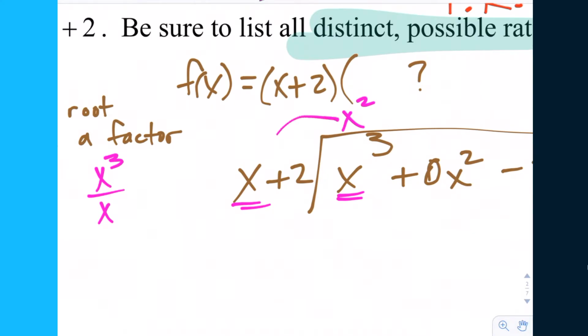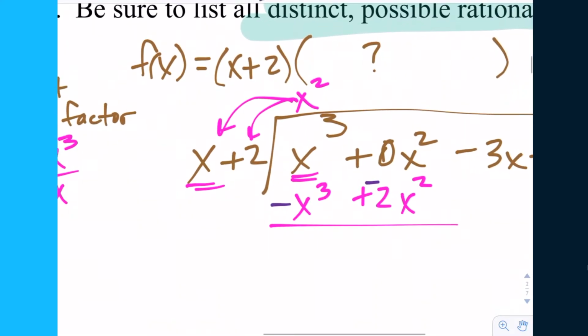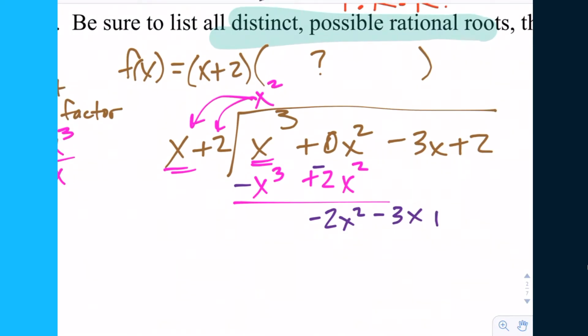Now here's what you do. Now you multiply from on top, and that's where you get the plus 2 involved. x squared times x is x cubed. At this point, those should be the same. And then x squared times positive 2 is plus 2x squared. Now the next step in the division process is to subtract, so you have to change both signs. So now when I subtract, 0 minus 2x squared is minus 2x squared. And then you can bring down everything else, minus 3x and plus 2.